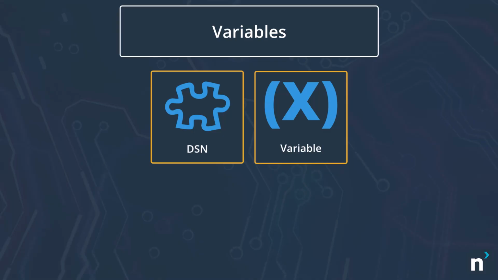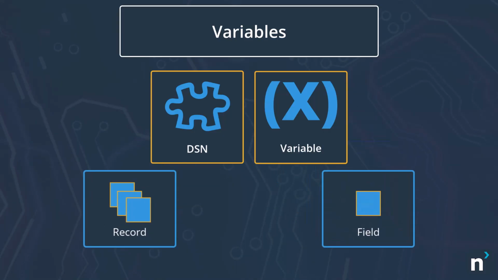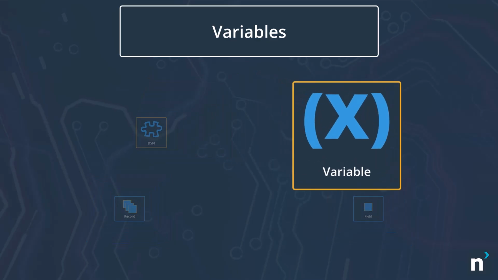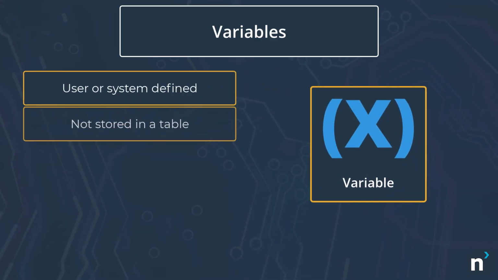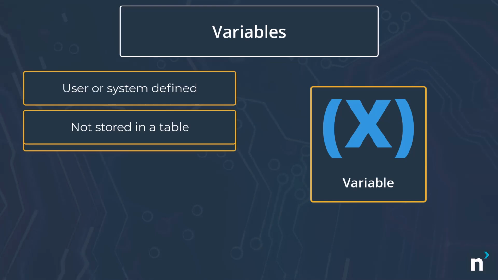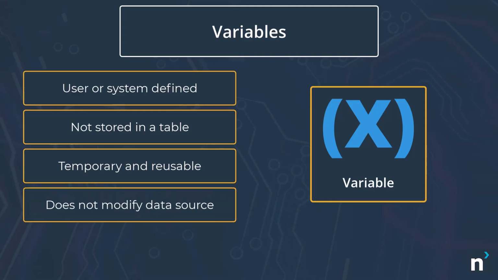While a DSN stores an entire record, a variable stores a single field value. A variable is a user or system-defined value that is not stored in a table and serves as a temporary value which can be reused throughout the logic block. Use variables when you need to manipulate field values, validate fields, or perform other logic but do not want to modify a data source.